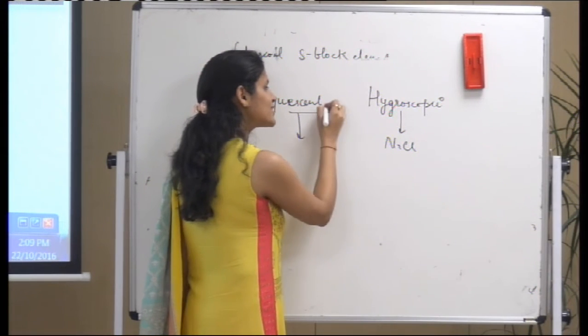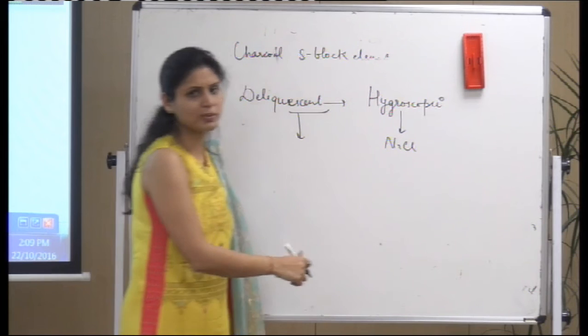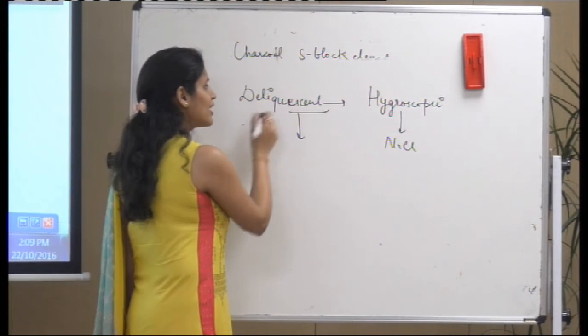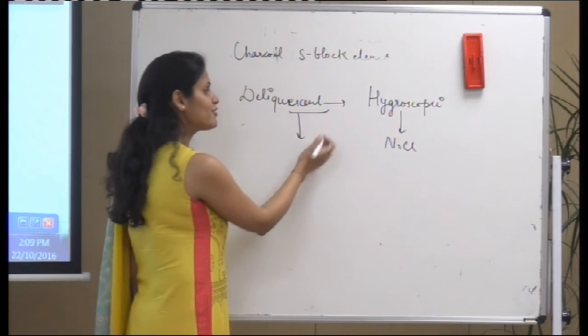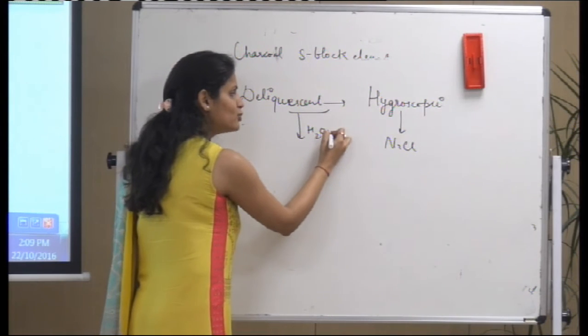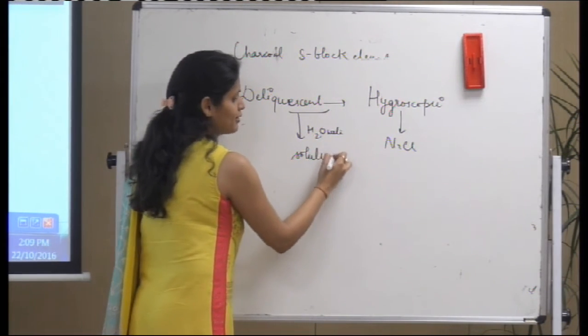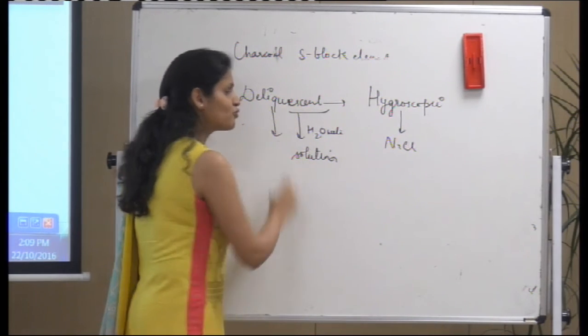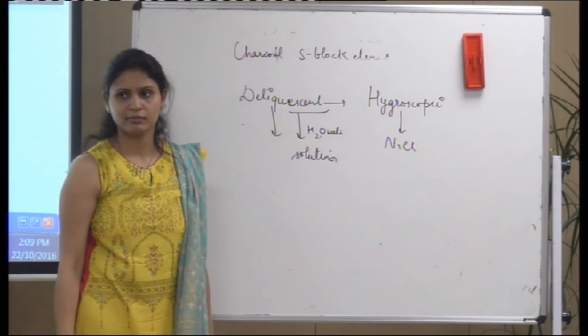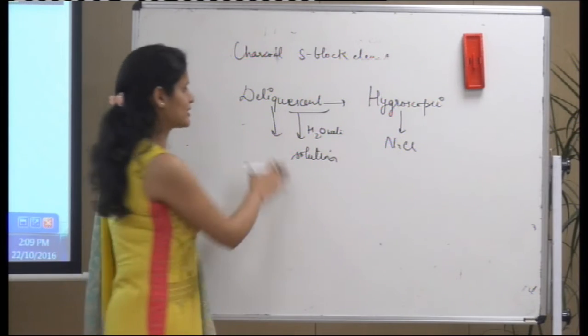Similarly, deliquescent is a sort of term related to hygroscopic. The only difference is a substance is called deliquescent if it absorbs water molecules to form a solution. Here the compound forms a solution with the water. Deliquescent.